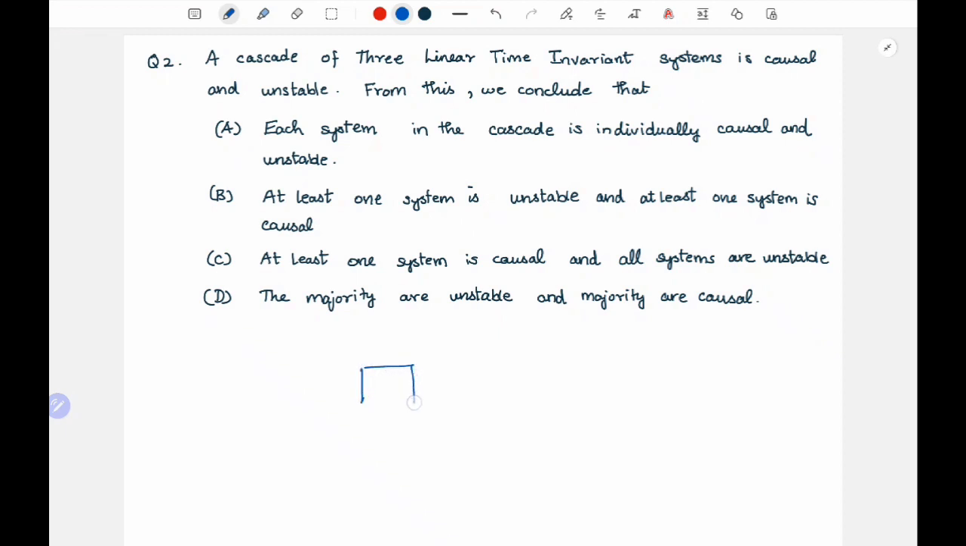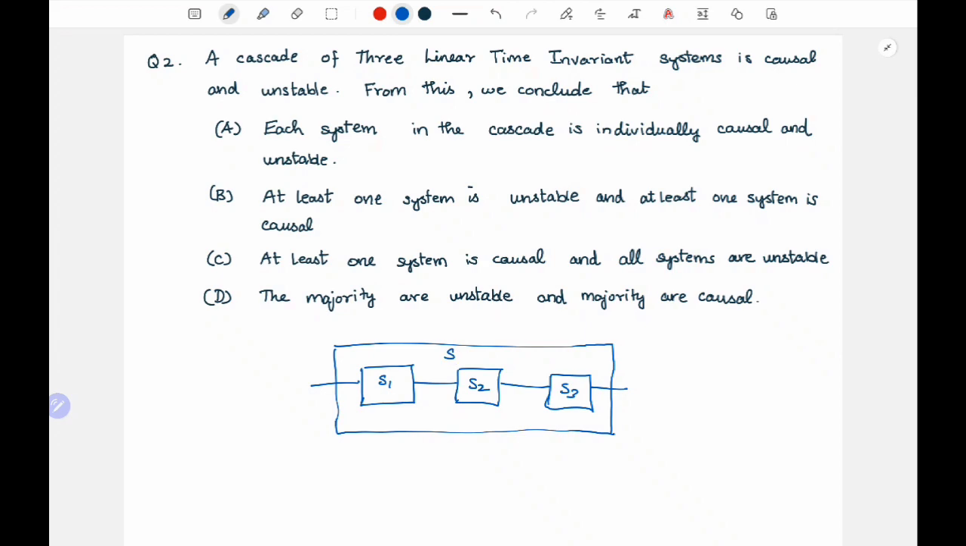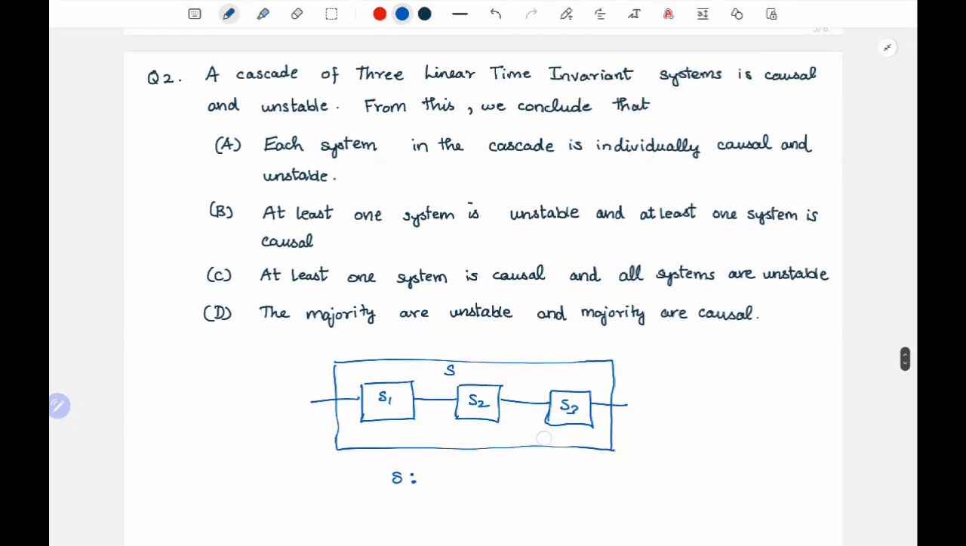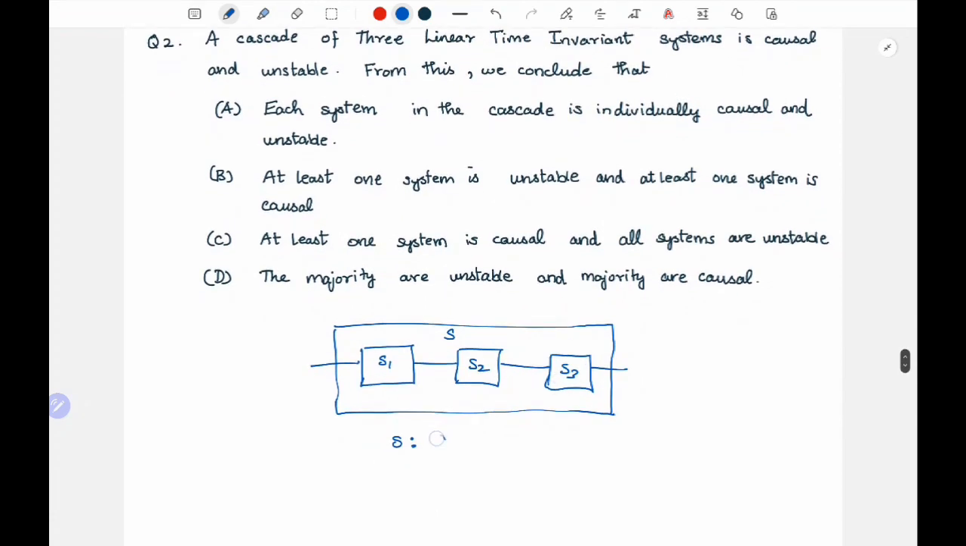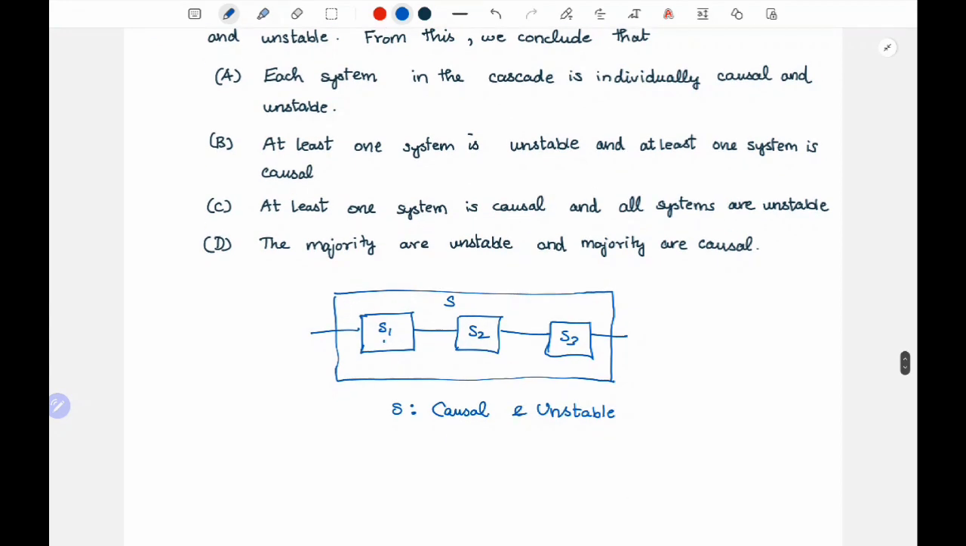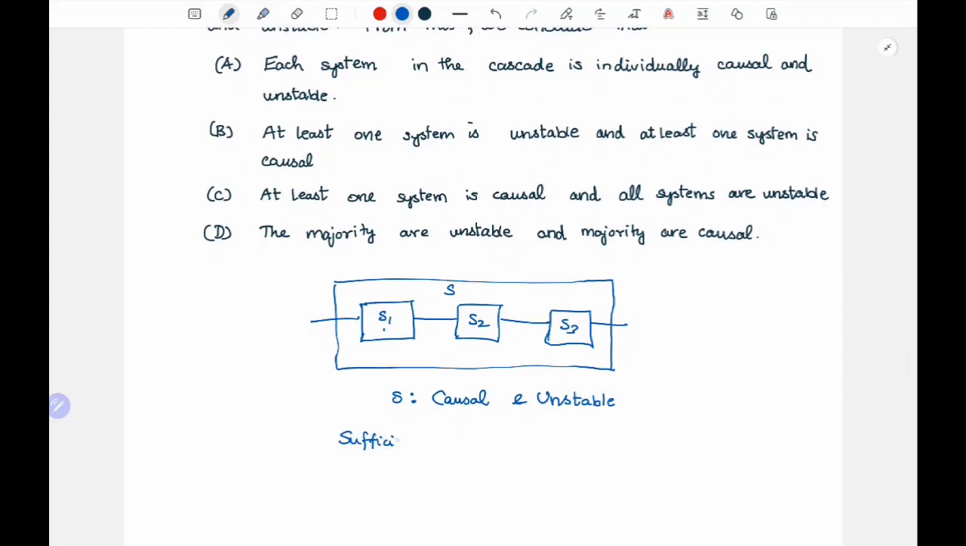So we have been given 3 LTI systems. I'll take them as S1, S2 and S3. So this is sitting inside one big system, so let's call it S. The observation on S is that the system is causal and unstable. And they're asking what information can we derive? Can we be sure about S1, S2 and S3? For this type of questions, sufficient conditions are not what we need. We need to go for necessary conditions.